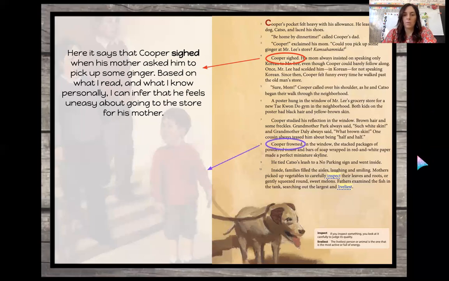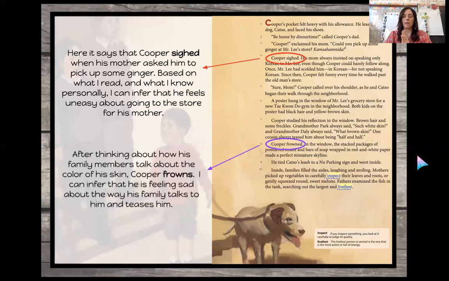So let's look at the start of paragraph 8 where it says Cooper frowned. Now, he has just been looking at his reflection, and then he's remembering how his family members talk about the color of his skin, and then he frowns. So based on the evidence that I read and Cooper's reaction, I can infer that he's feeling sad about the way that his family talks about him and teases him.